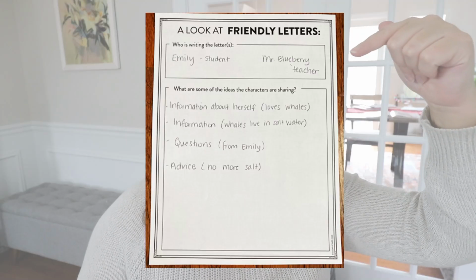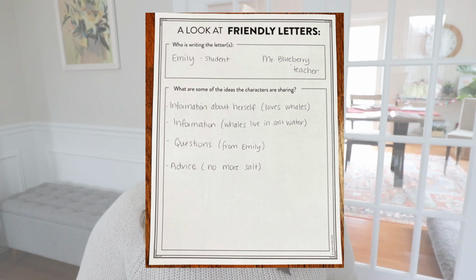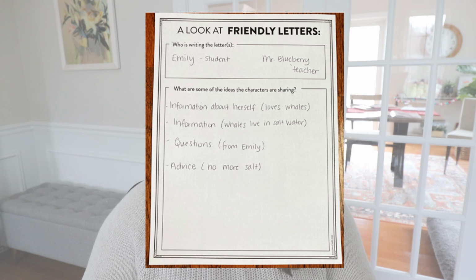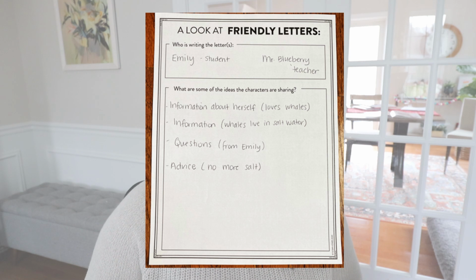But like I mentioned, I also love Dear Mr. Blueberry. That one's also perfect for this. As I'm reading the story aloud, I would actually have a page like this under the doc cam, or you could just write these two things on the board, and you would simply stop and do like a think aloud as you are seeing the different types of writing. So this one is using Mr. Blueberry. So who is writing the letters? We have Emily and Mr. Blueberry. So the student and the teacher are writing letters back and forth.